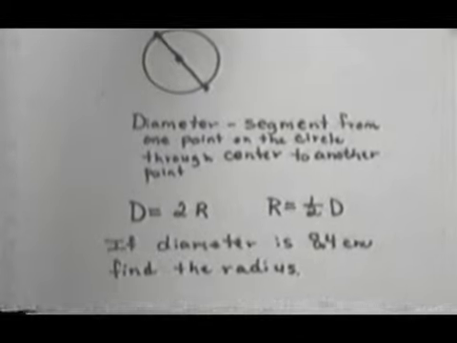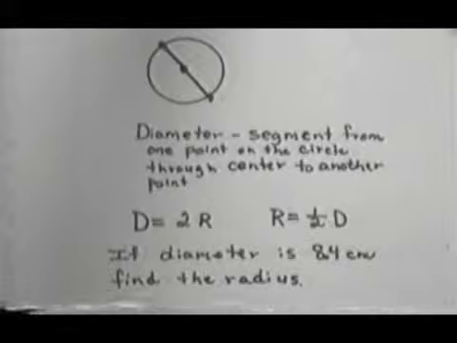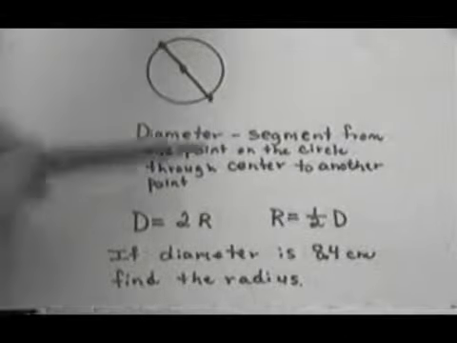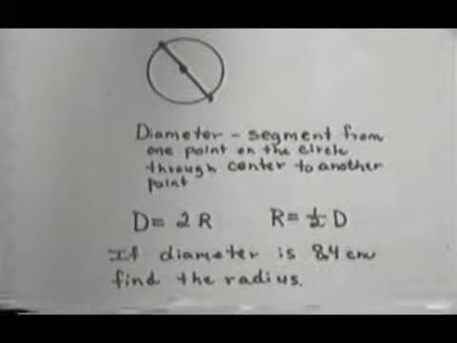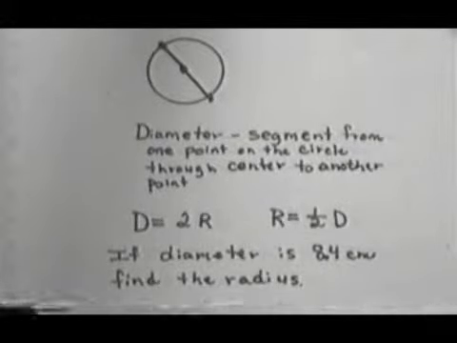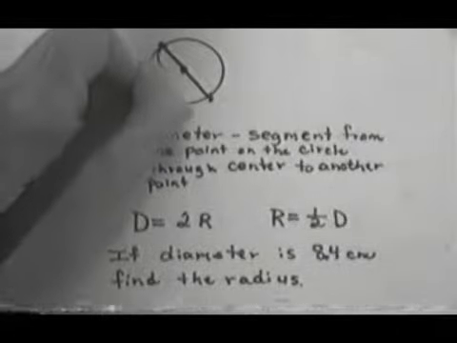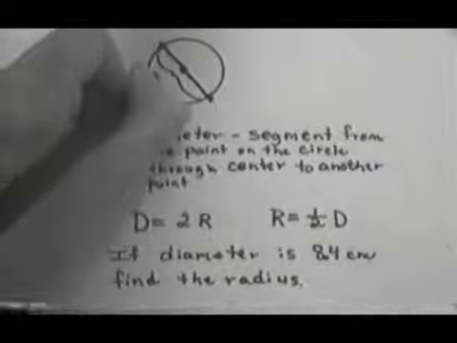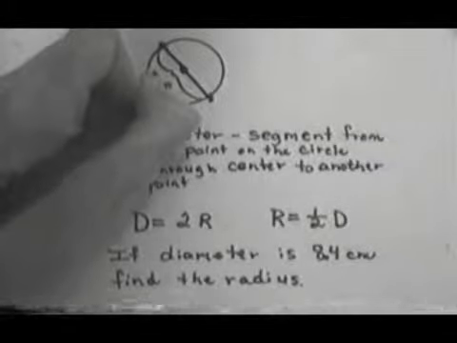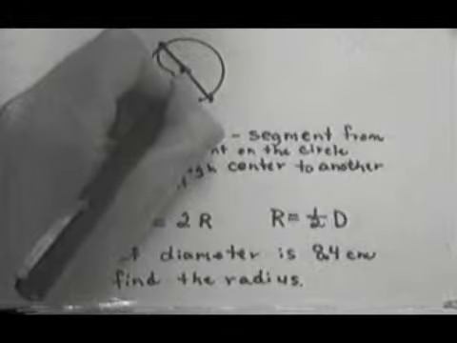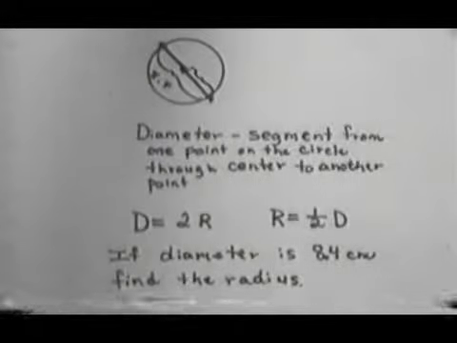Now, suppose we were told that the diameter of that circle was 8 4/10 centimeters, and I wanted to find the radius. What I'm saying is the distance all the way across here is 8.4, and I want to find just the radius. The radius would just be this distance.